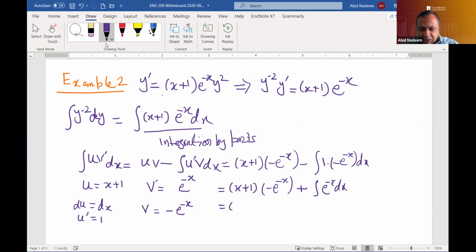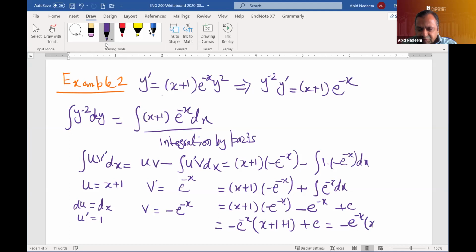So again, minus x plus 1 times e power minus x, and now the integral of e power minus x will be minus e power minus x, plus c, the integration constant. For simplification, we can take minus e power minus x as a common factor. It will be x plus 1, and then 1, plus c. So the final answer will be minus e power minus x into x plus 2, plus c.